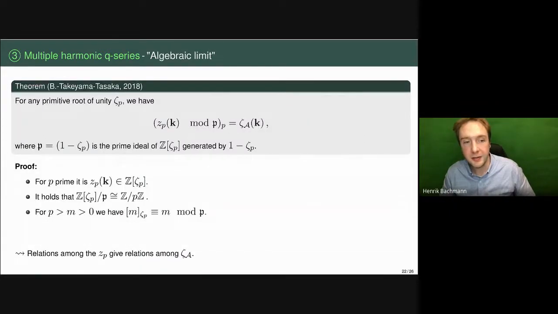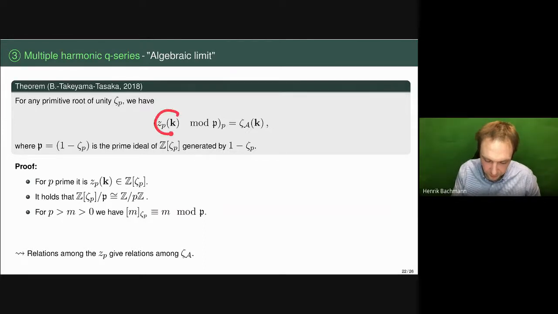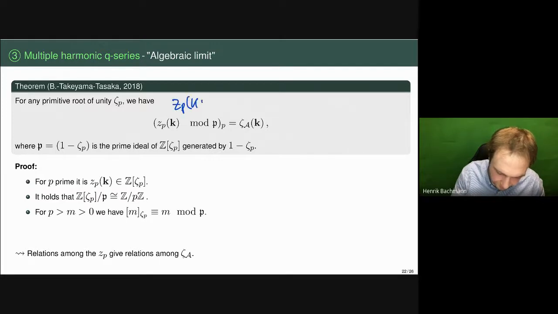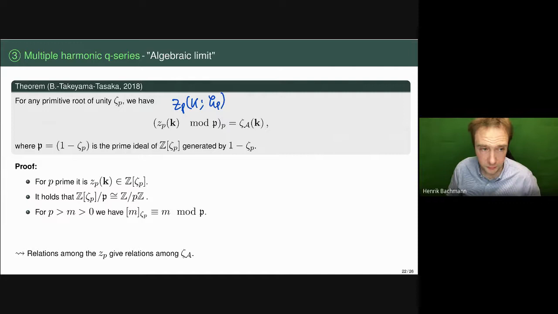And the finite part is as follows. We can show that if we collect all these Z_p(k), so sorry, here I should have written Z_p(k) at some primitive root of unity. So here we set q to be some primitive root of unity. It doesn't actually matter which one we choose, but for each p, we just choose one primitive root of unity. And then we show that this element here, if we take modulo this ideal P, which is generated by 1 minus zeta_p, then this equals the finite multiple zeta value.